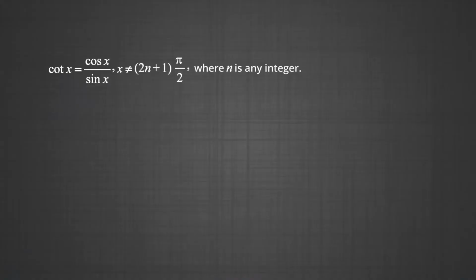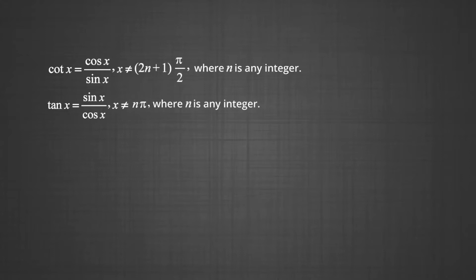Now, let us see how we get the values of cot and tan. Cot of x is equal to cos x upon sin x when x is not equal to n pi, where n is any integer, and tan of x is equal to sin x upon cos x when x is not equal to (2n plus 1) pi by 2, where n is an integer.